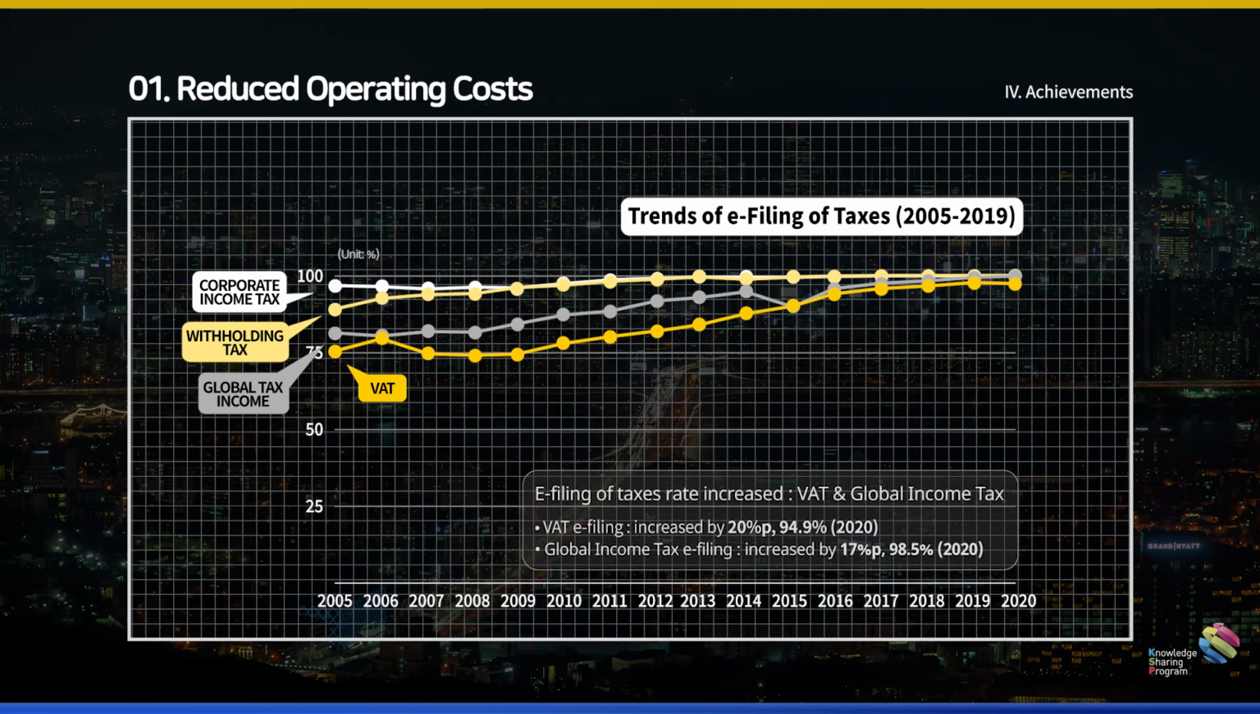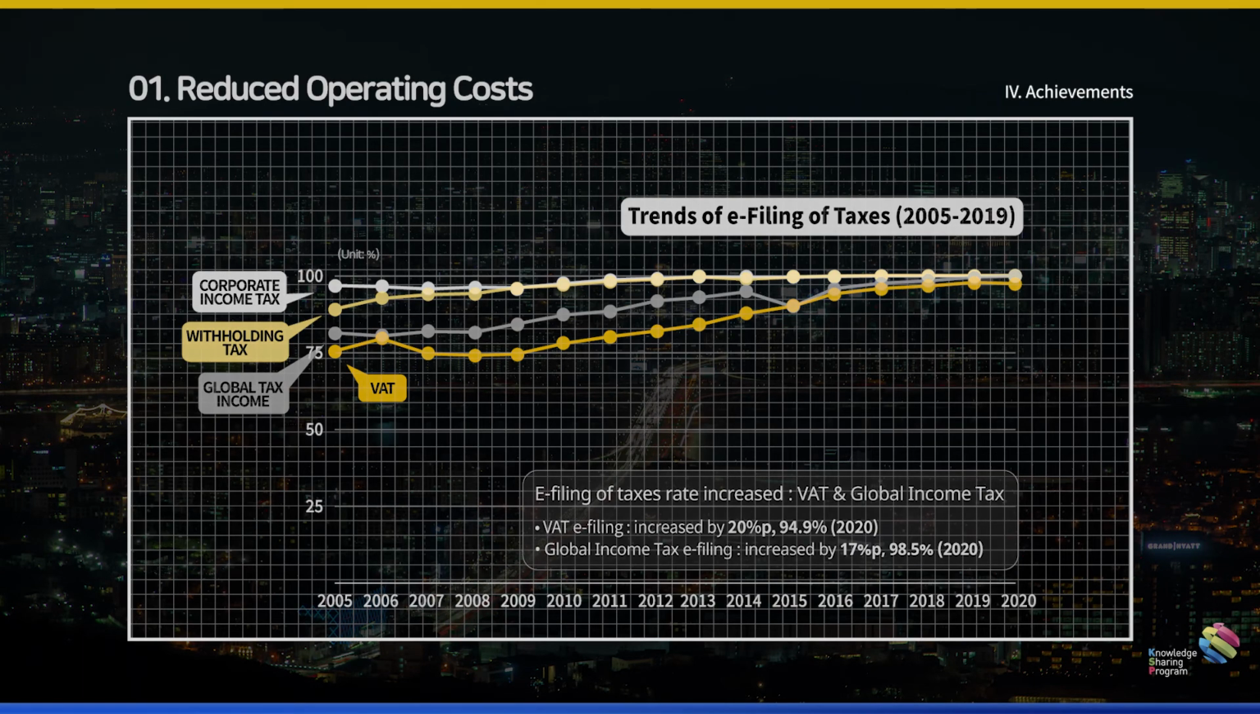VAT e-filing has increased by 20 percentage points, and it reached 94.9% in 2020. Moreover, global income tax e-filing increased by 17 percentage points, and it reached 98.5% in 2020. Notably, the e-filing rates of the corporate income tax and withholding tax were relatively higher than VAT and global income tax from the beginning.